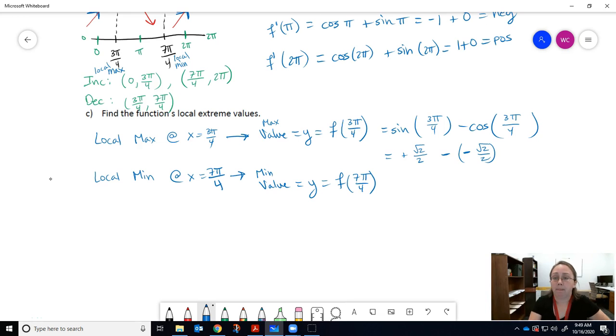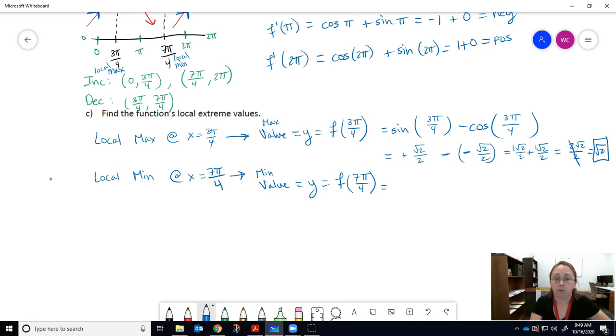So these two negatives make a positive. So we have square root of 2 over 2 plus square root of 2 over 2. Or add the coefficients together. 1 plus 1 makes 2 square roots of 2 over 2. Or square root of 2. That is our local max.